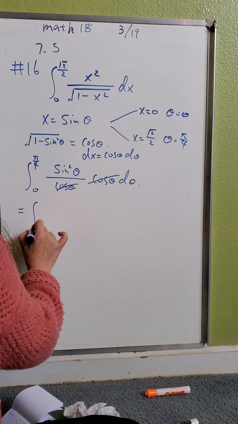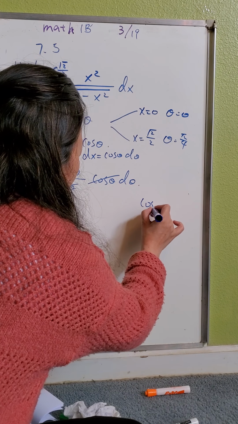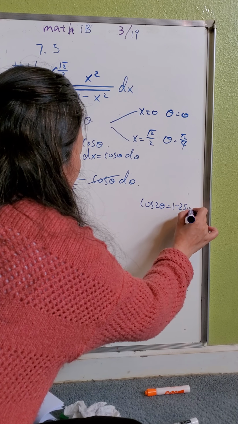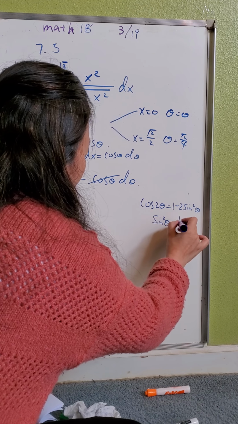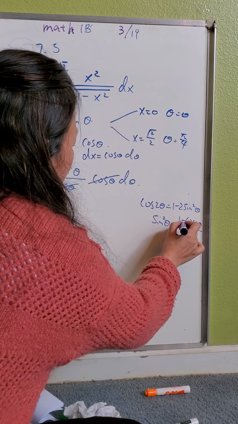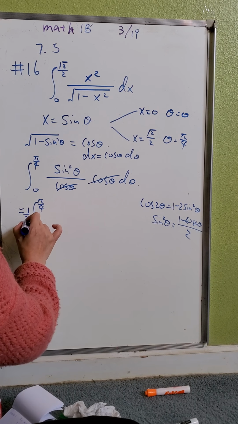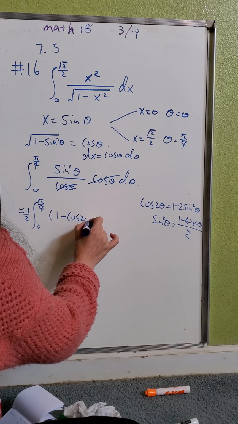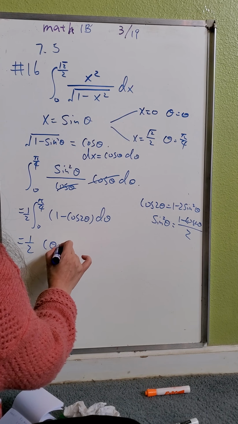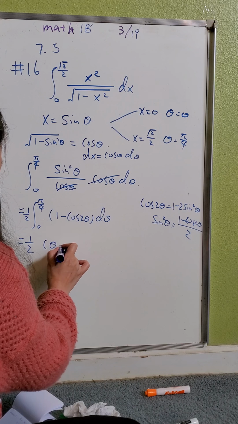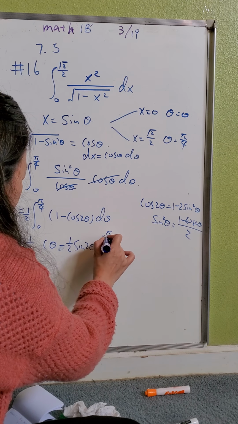Now, the integral from 0 to pi over 4 of sine squared theta. Remember the formula: cosine 2 theta equals 1 minus 2 sine squared theta. So sine squared theta equals 1 minus cosine 2 theta, over 2. If you don't remember the formula, you can just convert like that. I'll put the 1/2 in front, so I have 1/2 times the integral of 1 minus cosine 2 theta d theta. Integrating, it equals 1/2 of theta minus 1/2 sine 2 theta, from 0 to pi over 4.